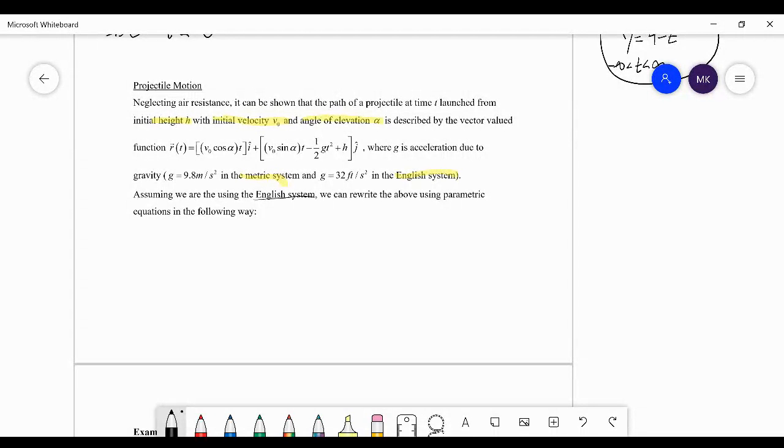If we're given those, we can create the parametric equations very simply to be x equals v sub 0 cosine alpha times t. And then y is equal to v sub 0 sine alpha times t minus 16, because 1/2 times 32 is 16. So minus 16 t squared plus h.